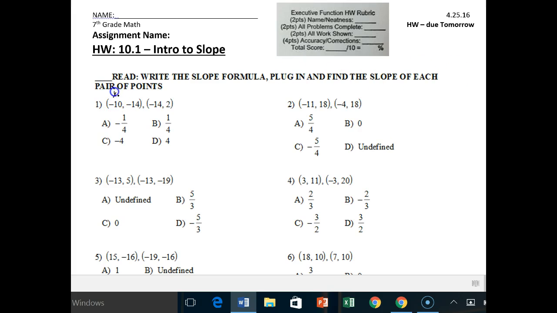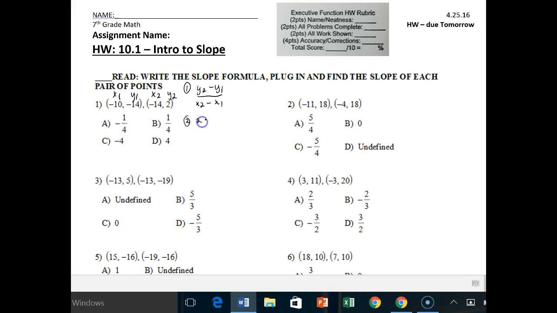So the first thing you do on every problem, I should see this: x1, y1, x2, y2. Then on every problem, step 1 should be y2 minus y1 over x2 minus x1. Step 2 should be plug in.